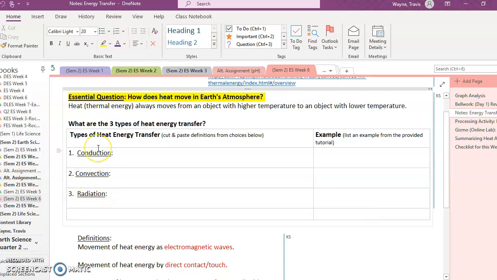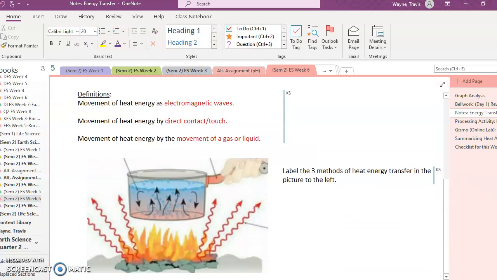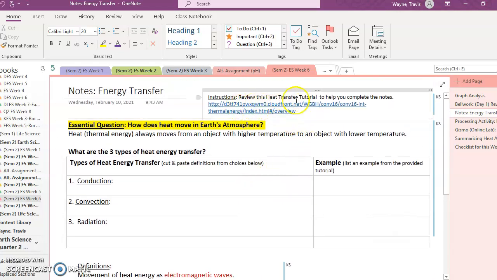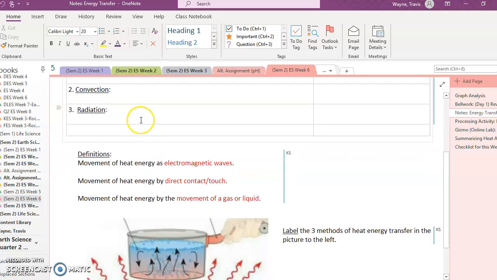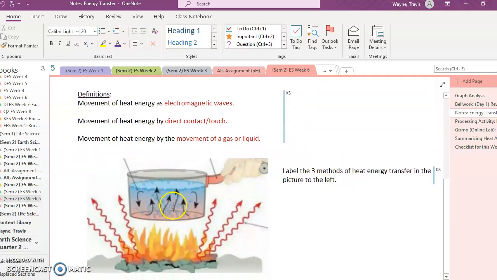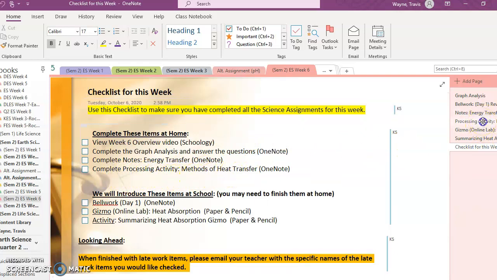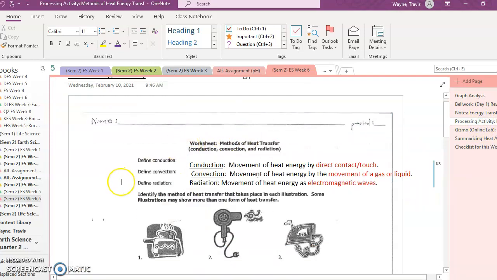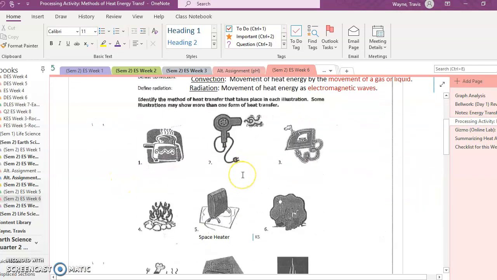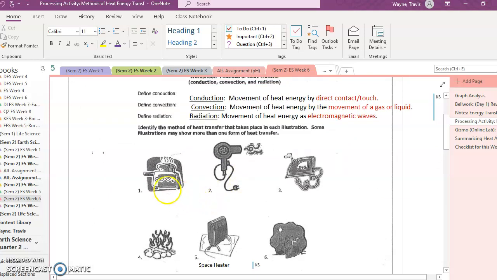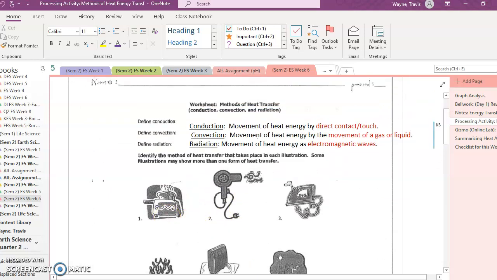Some of these terms you might have already heard from other lessons we've had throughout the year, or some might be a new concept. Follow this tutorial guide, the link up here at the top of the page, and it will help you fill out your notes and label the diagram at the bottom of your page. The last item to do at home is the processing activity, the methods of heat transfer, which is a nice little worksheet with a visual illustration of different forms of heat transfer.